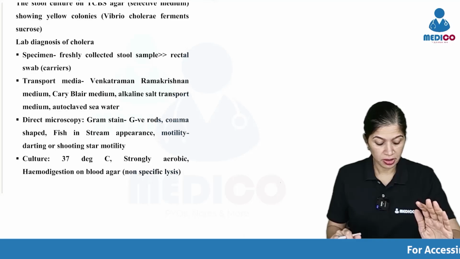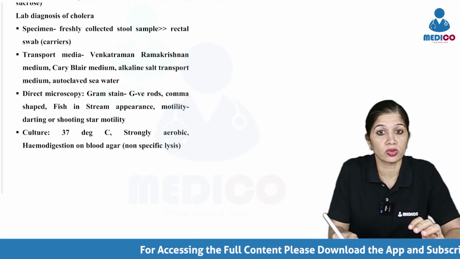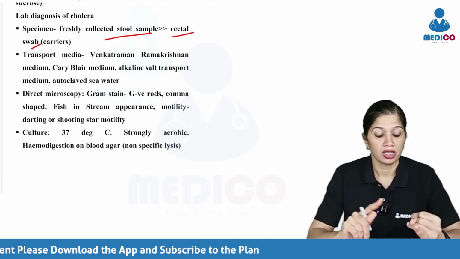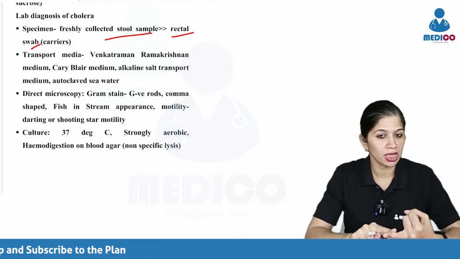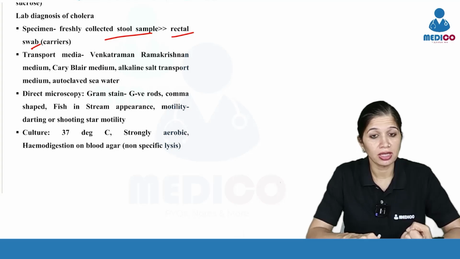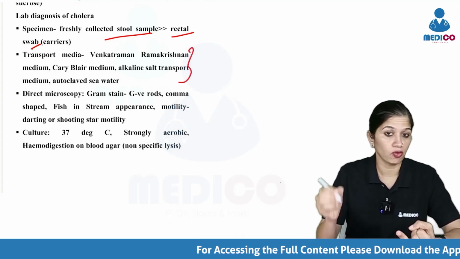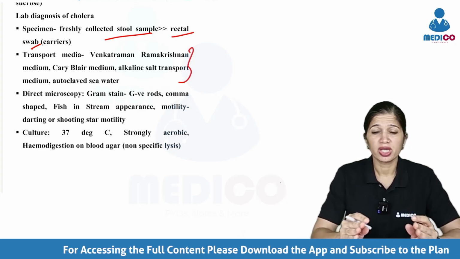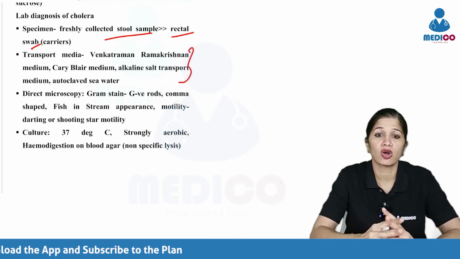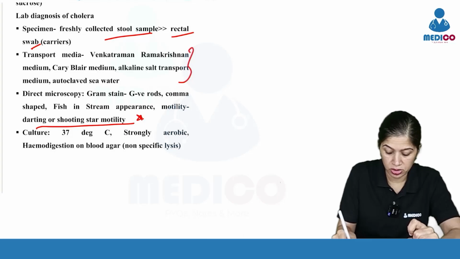Let's discuss a little bit about the lab diagnosis of cholera. Freshly collected stool sample is always preferred to rectal swabs. Swabs are usually preferred for carriers. Then you've got transport media, enrichment media, and selective media. Transport media: Venkatraman Ramakrishnan medium, Cary-Blair medium, alkaline salt transport medium, and autoclaved seawater. Then direct microscopy: you can see gram-negative, slightly curved rods. They are comma-shaped, with a fish-in-stream appearance and darting or shooting star motility.